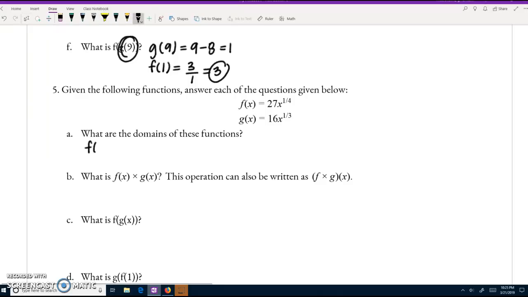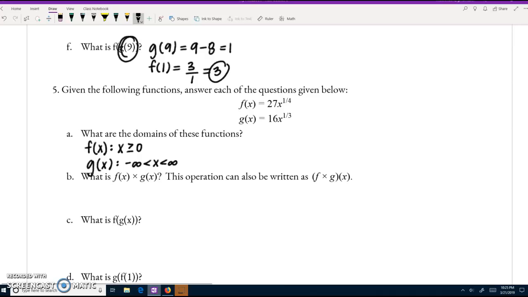So for f of x, that is an even-valued root. Even-valued roots require that we plug in 0 or above if we just have an x in the root. And that's because we can't take those roots with negatives unless we end up with imaginary numbers. G of x, though, is an odd root, which means we can plug anything in. So we can go from negative infinity to positive infinity. Any number is good to go.